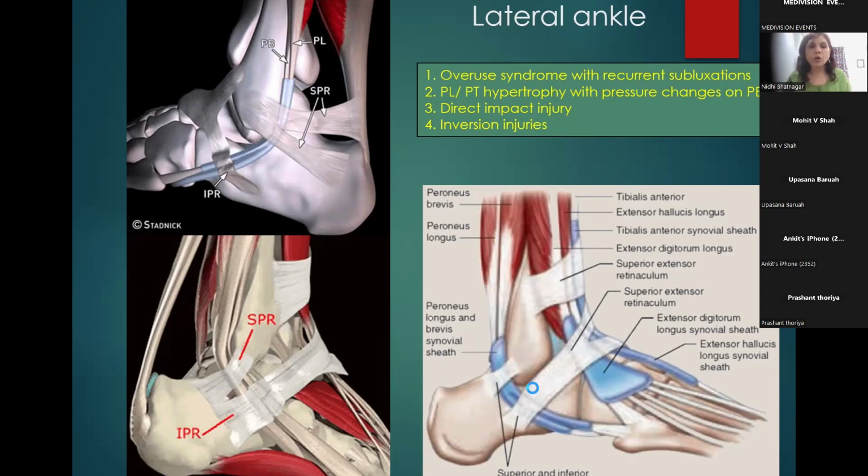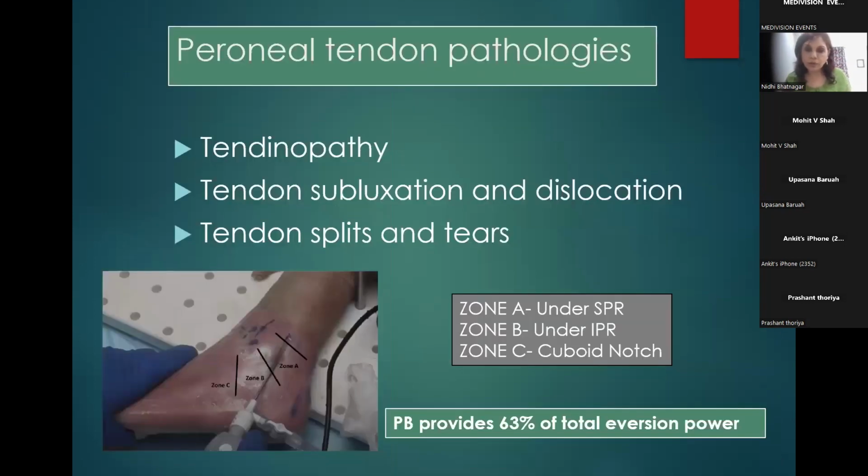From here, we go on to the kind of pathologies. So there can be a tendinopathy or tendinosis and tendon subluxation dislocation, which is far more frequently seen as compared to other body parts. Tendon splits which lead to tears. And just for the purpose of description that we can put in our reports, this entire region of the retromalleolar, supramalleolar, and inframalleolar region has been divided into 3 zones.